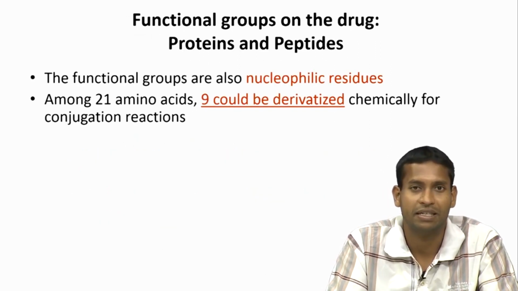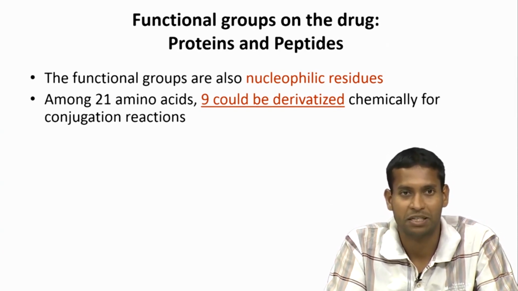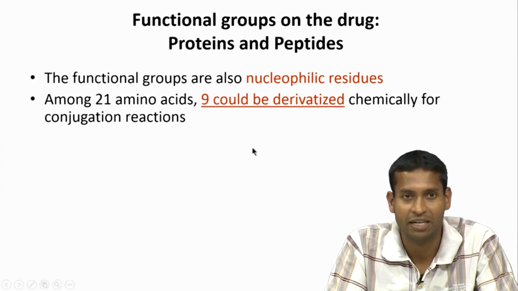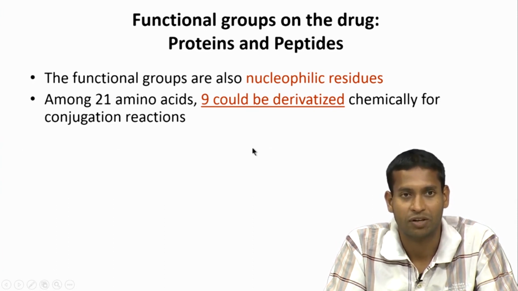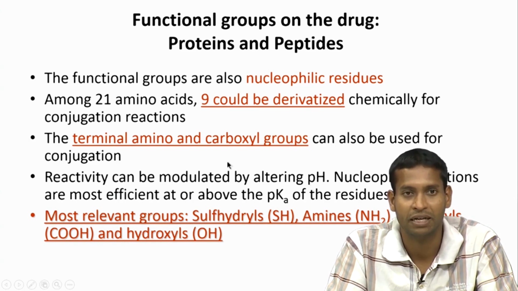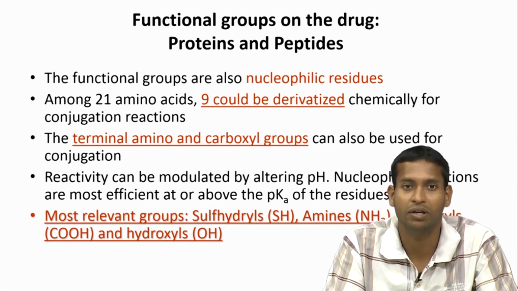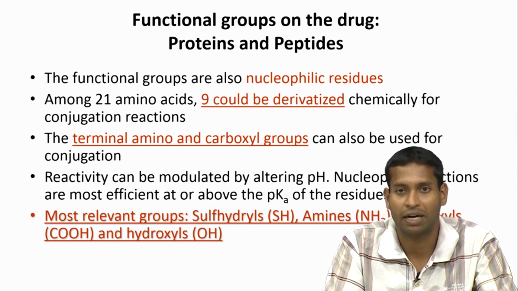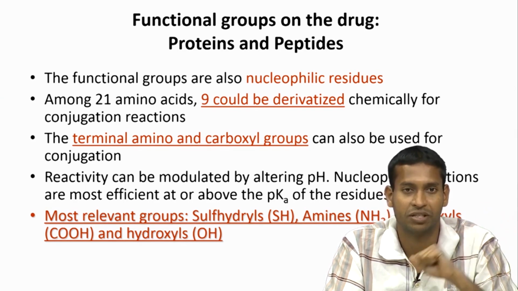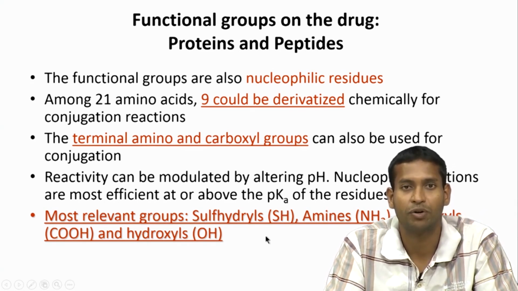And then the other way is you have some proteins or peptides, which have lots and lots of functional groups, just because we have about 9 amino acids that could be derivatized, so you can perform chemical conjugations on them. There is also a terminal amino and a carboxyl group that you can use, and depending on what pH you are using, some of these terminal amino groups might be different from the ones that are internal in the protein backbone, so you can tailor at which site you are getting this reaction. Some of these are again sulfhydryls, amines, carboxyls and hydroxyls that are widely present on your protein or peptide molecules.